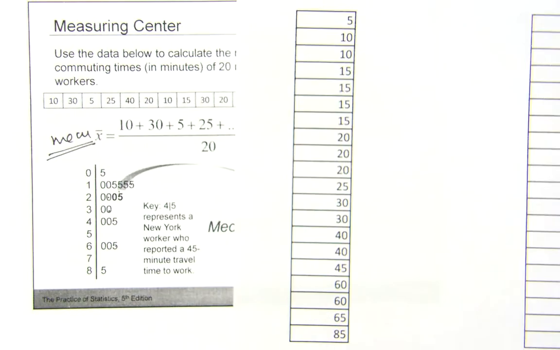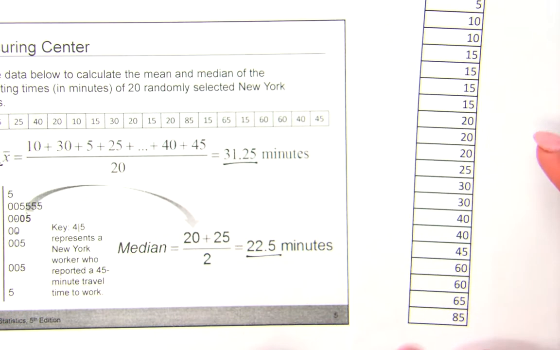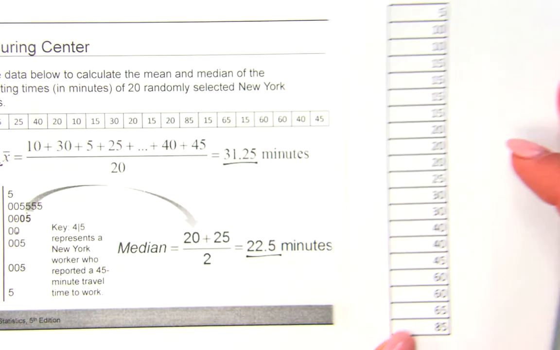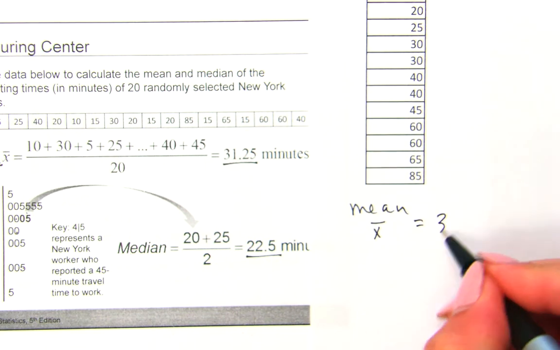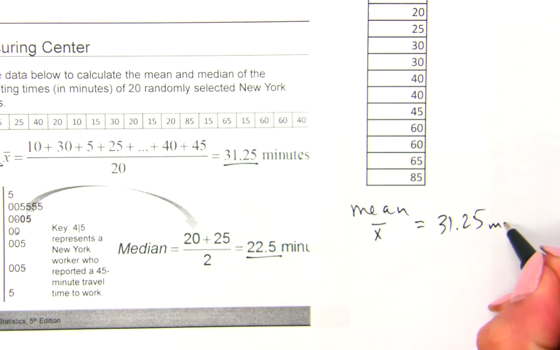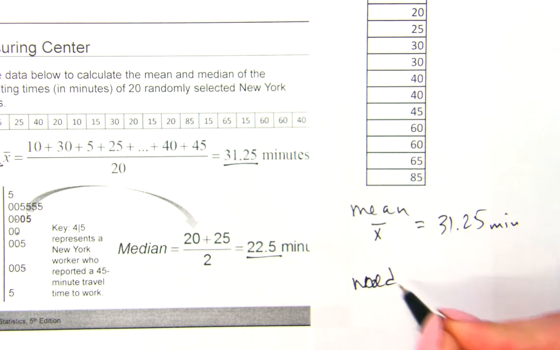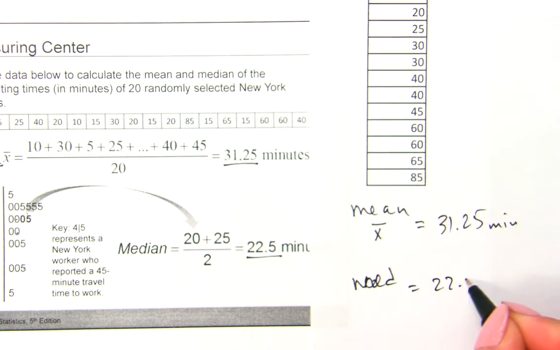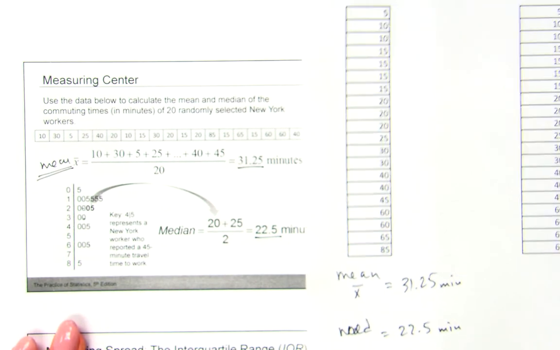Now this one is the same thing. So I took all the data points from 5 to 85, and we calculated that the mean, or X bar, I should say, is equal to 31.25 minutes. And then the median is going to be equal to 22.5 minutes. Okay, now, that should not be a problem. I just put the data in order.